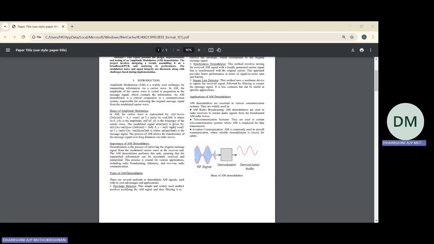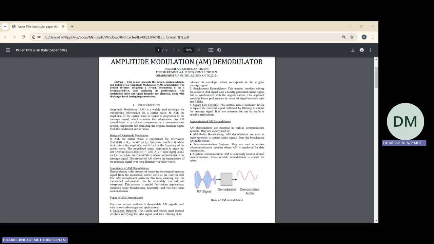Let's see the types of AM demodulator. There are several techniques for demodulating AM signals. They are the envelope detector, the synchronous demodulator, and the square law detector.